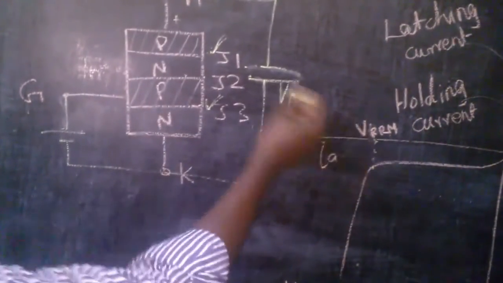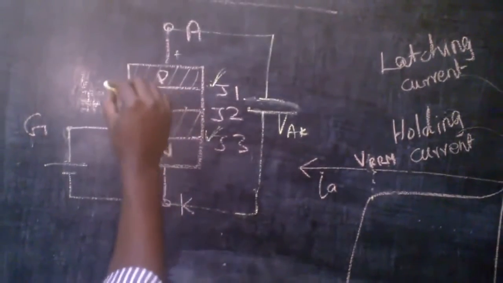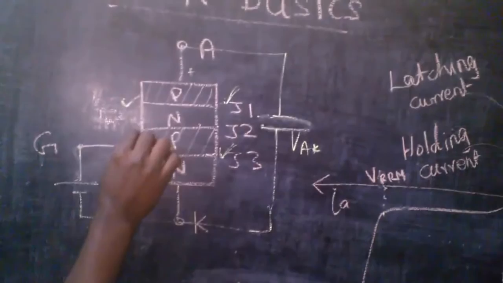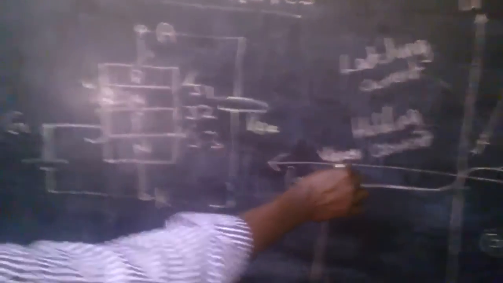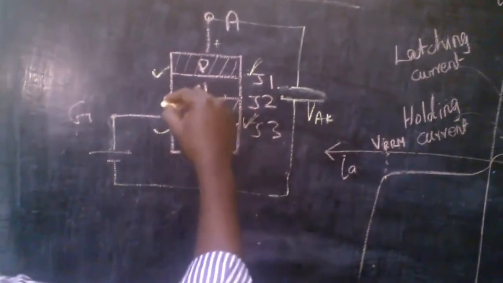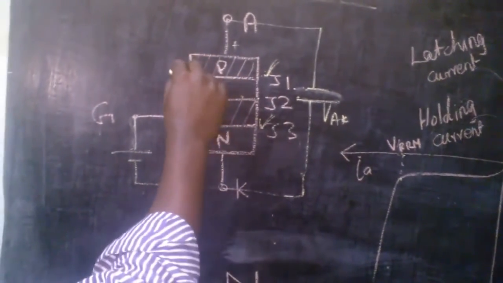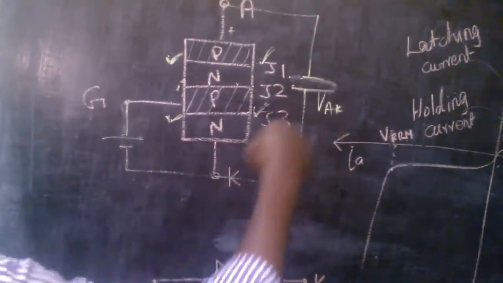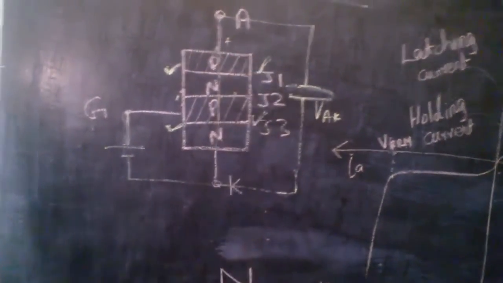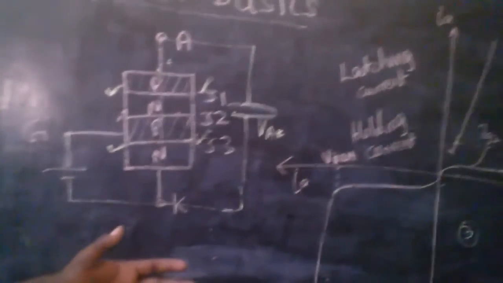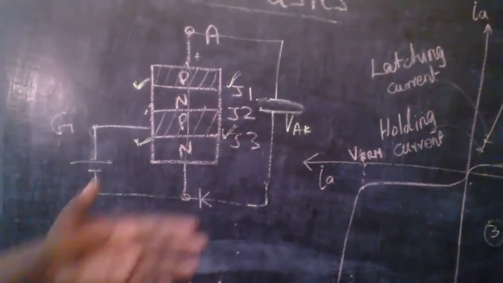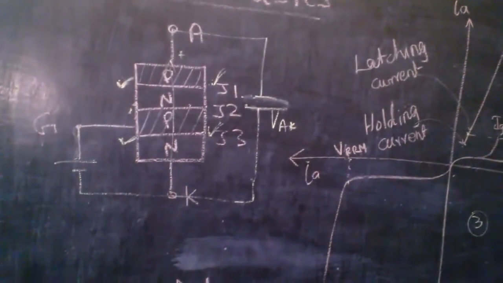Whenever we apply a reverse voltage, both junctions J1 and J3 are in reverse bias, and only junction J2 is in forward bias. If you increase the voltage beyond this value, avalanche breakdown happens in both junctions J1 and J3, and the current flows from here to here in the opposite direction. That leads to the failure of the device. This is the VI characteristic of the SCR.